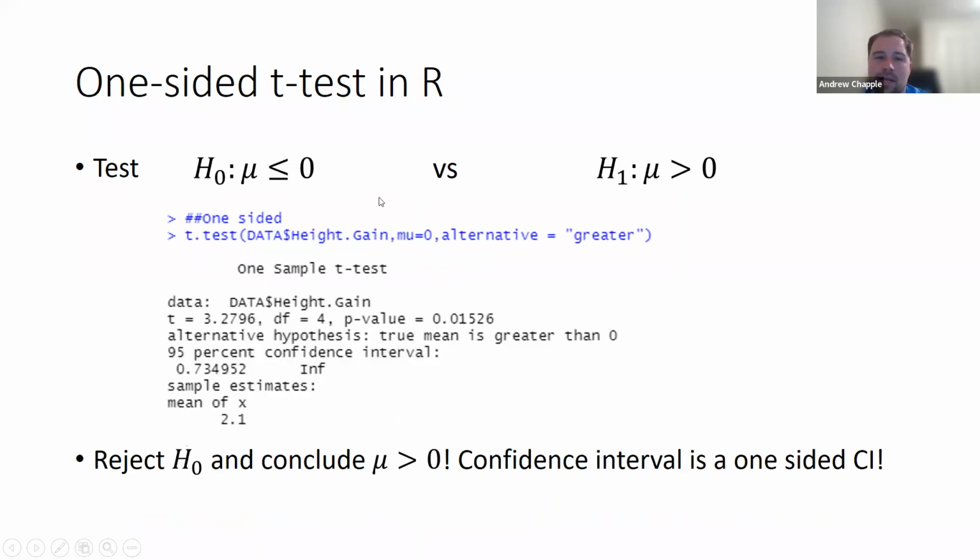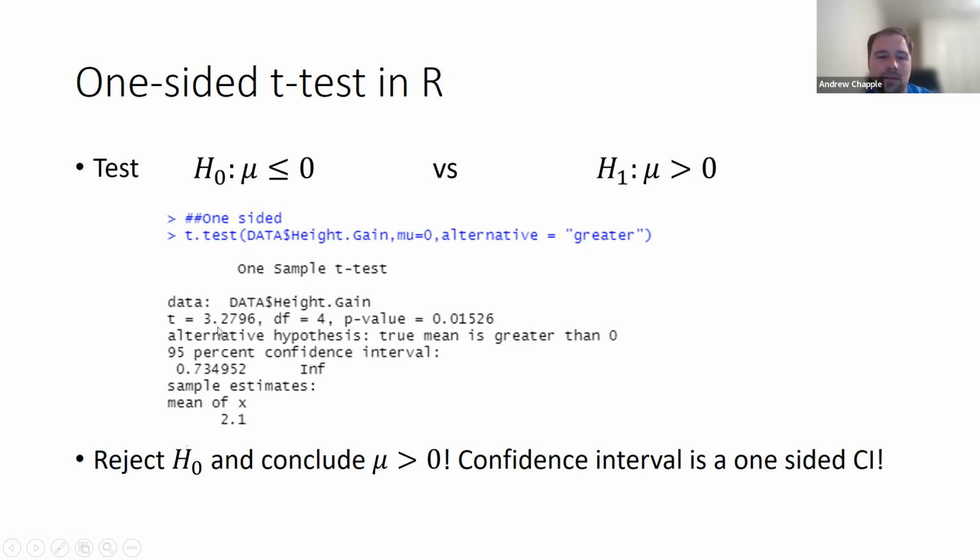How do I do a one-sided test? A one-sided test, maybe I want to test, is the mean 0 inches. So did a student not grow at all versus did they grow some? And so I can do this by using data height gain again. My mu is now 0. And my alternative hypothesis is that it's greater than 0. It's greater than my mu.